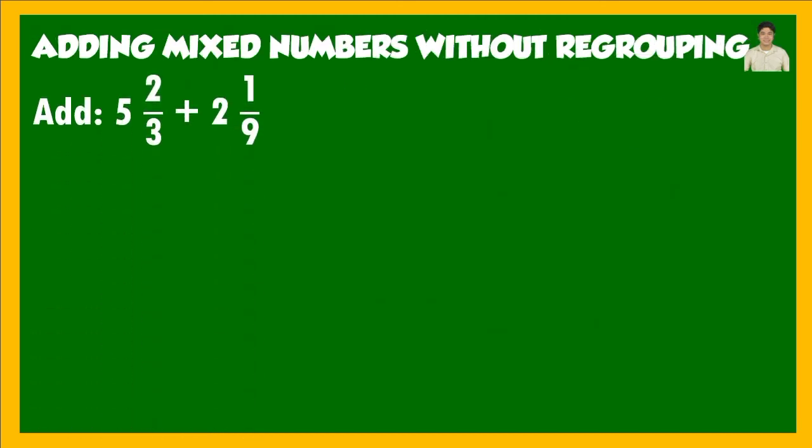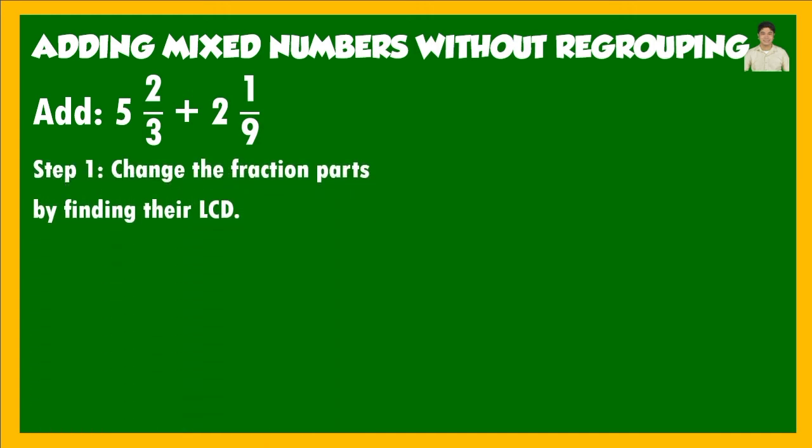So, let us now proceed to adding mixed numbers without regrouping. So, let's have the example, 5 and 2/3 plus 2 and 1/9. So, yung first step natin dito is change the fraction parts by finding their LCD or the least common denominator. So, yung LCM ng 3 and 9, so lista lang natin yung mga multiples nila. Ayan. Kitang-kita naman na yung LCM natin is 9.